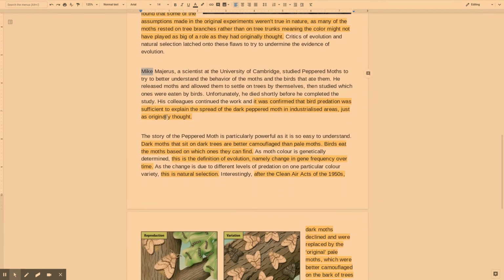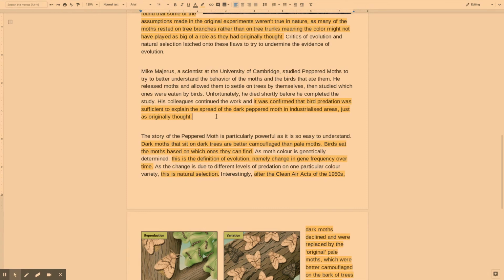Mike Majerus, I'll say that that's how you pronounce it. I don't know. Anyway, he's a scientist at the University of Cambridge, and he studied peppered moths to try to better understand the behavior of the moths and the birds that ate them. He released moths and allowed them to settle on trees by themselves. So he didn't place them, he just let them sit wherever they wanted. Then he studied which ones were eaten by birds.